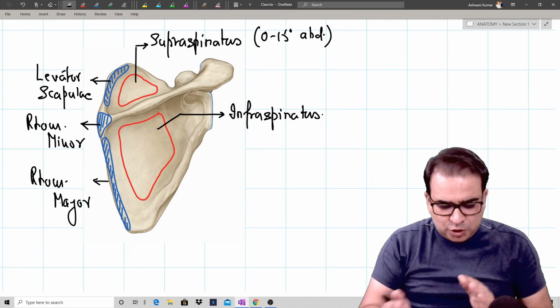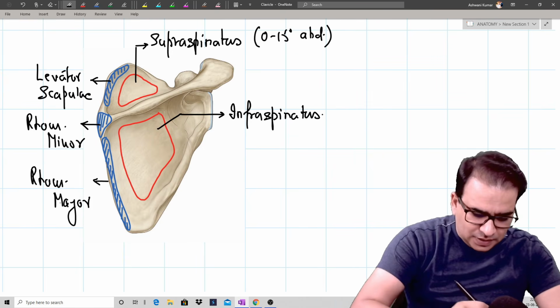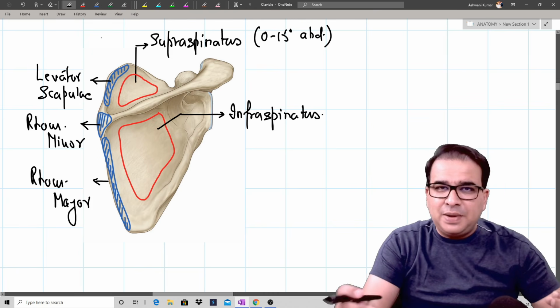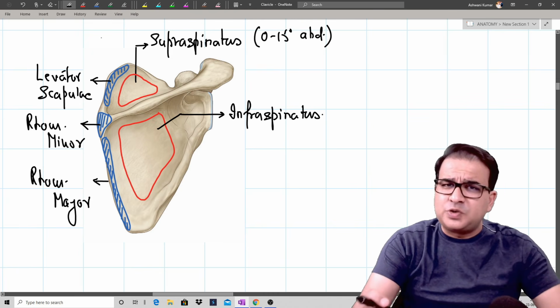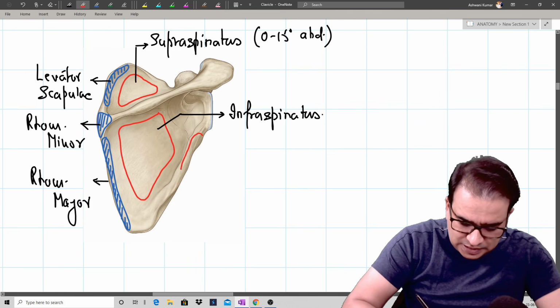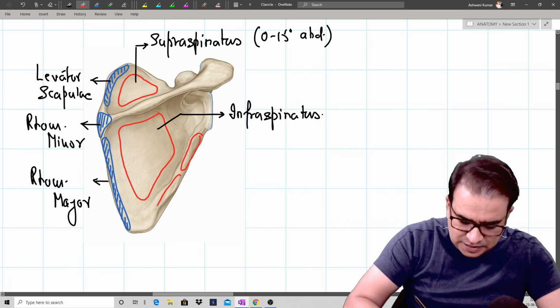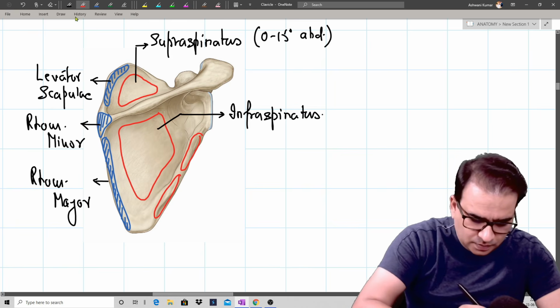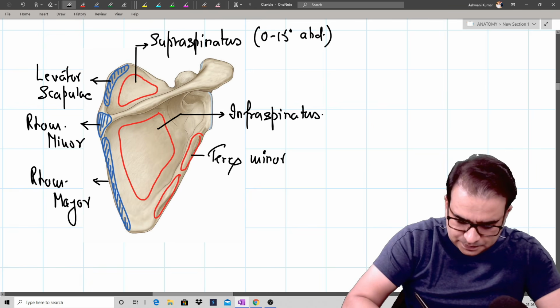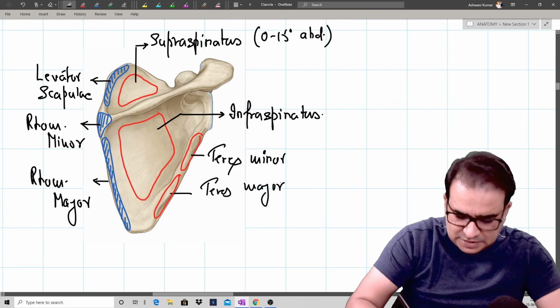Okay, now moving more toward this lateral side. What you'll notice is that this very thick lateral border, if you compare the medial and lateral border of scapula, the lateral border is extremely thick. This lateral border of the scapula gives origin to the teres minor and the teres major muscle. Teres minor, and we got this teres major muscle.